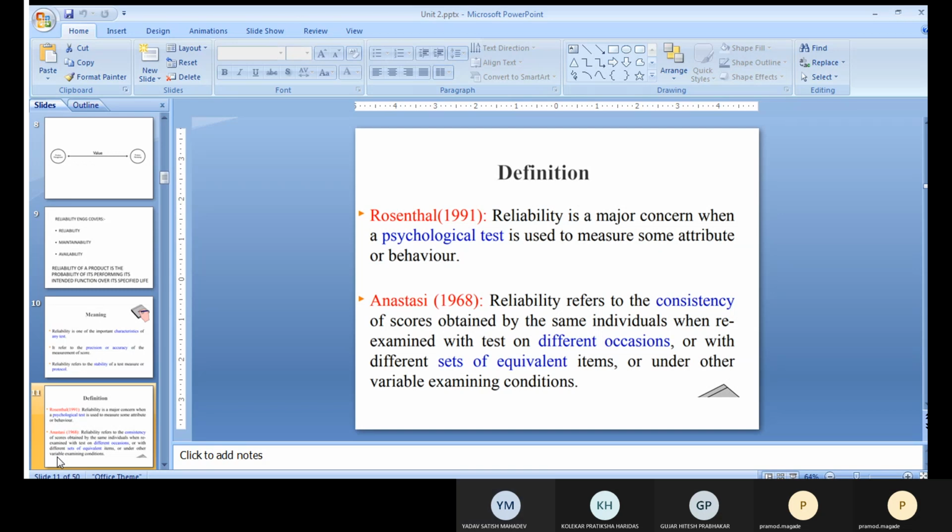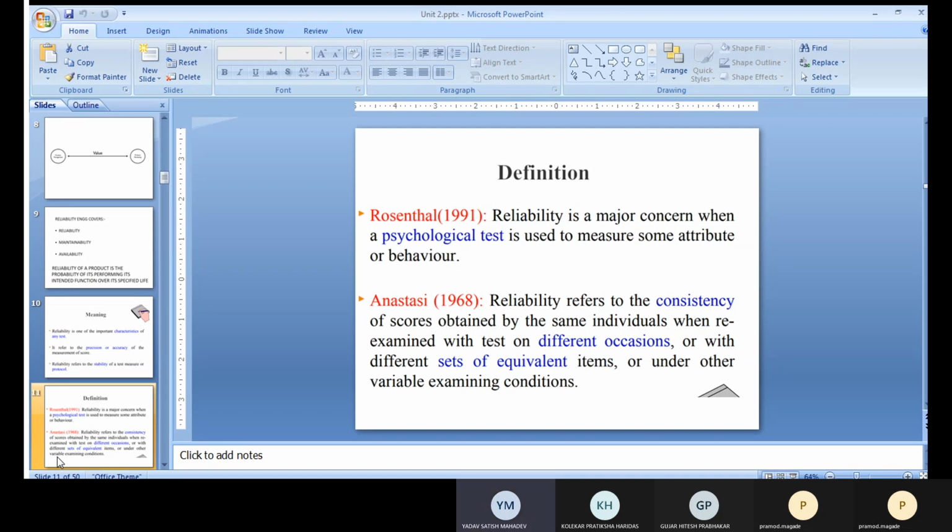And the second one, in 1968, he has mentioned reliability refers to the consistency of the scores. Scores means working, obtained by the same individual when re-examined with the test on a different occasion, or with a different set of equivalent items, or under variable examining conditions. Then we'll have to define the reliability. So these are the three definitions I told you. This is about the reliability.